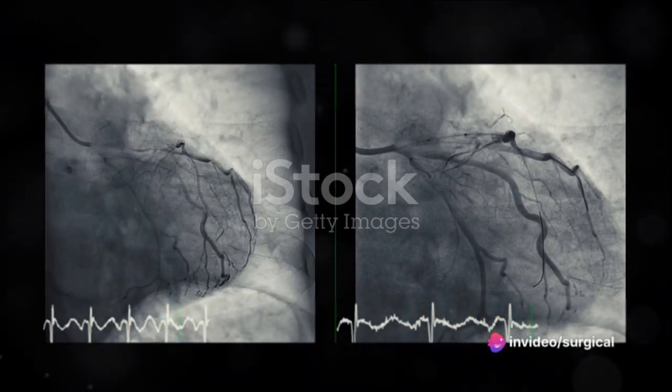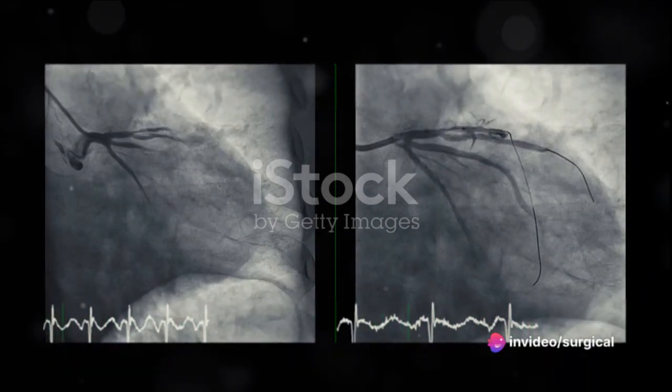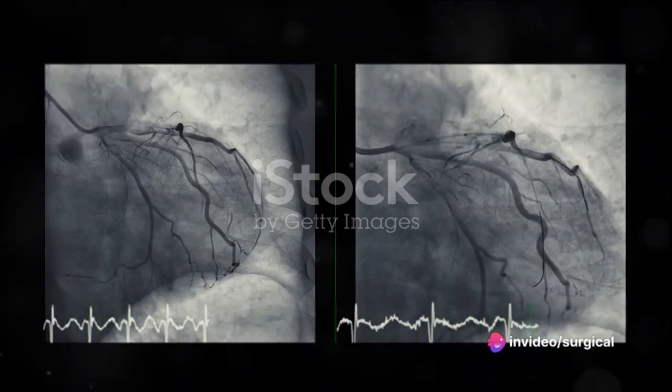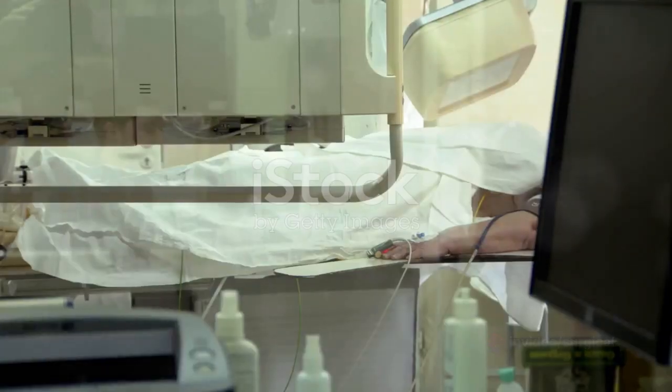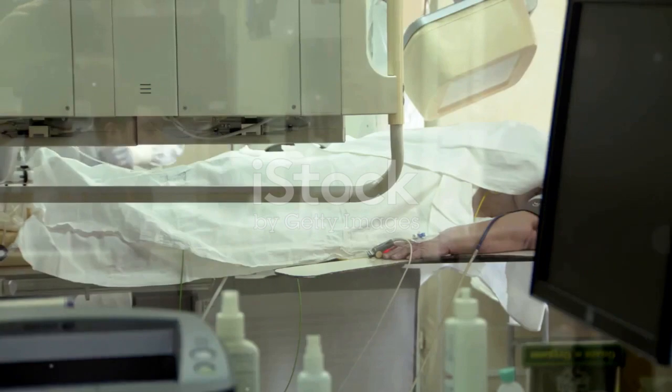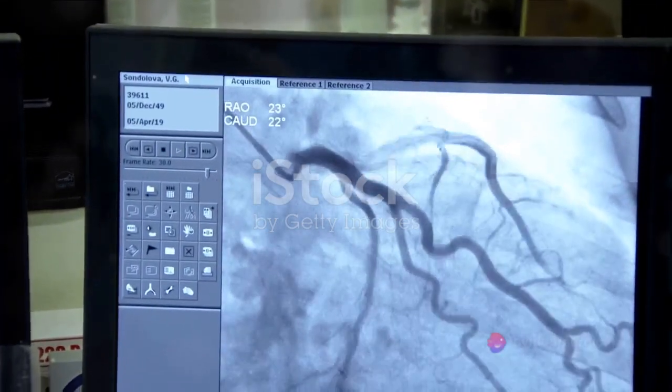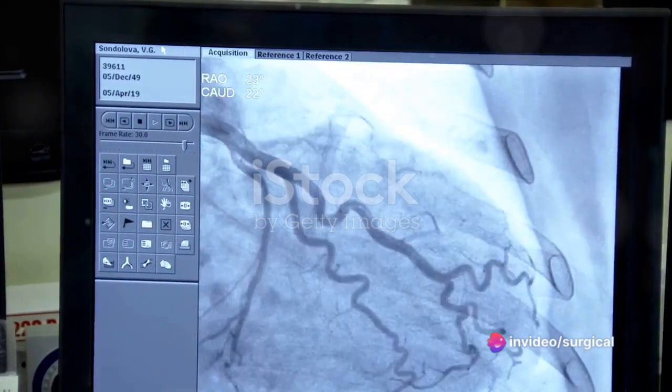The choice between CABG and stent placement isn't a one-size-fits-all decision. It depends on several factors, including the severity of your coronary artery disease, your overall health, your lifestyle, and your personal preferences. Each treatment has its strengths and weaknesses, and what works best for one person may not be the best choice for another. Therefore, it's crucial to have an open and honest discussion with your healthcare provider.